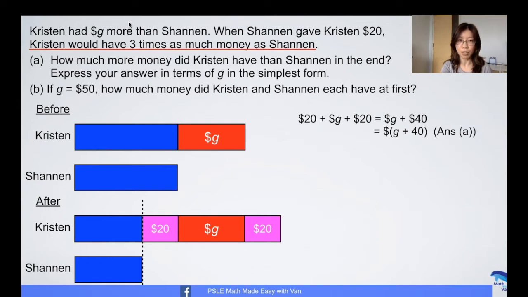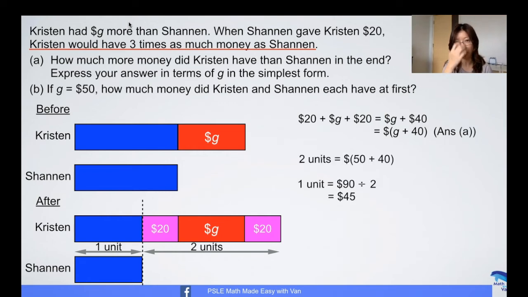And then we were told that in the end, Kristen has 3 times as much money as Shannon. So if Shannon has 1 unit, Kristen would have 3 units, and Kristen would have a difference of 2 units, or 2 units more than Shannon. So now, in order to answer part B, G is now $50, we could substitute the value of G, $50, into this 2 units. So 2 units equal $50 plus $40, and 1 unit equals $45.